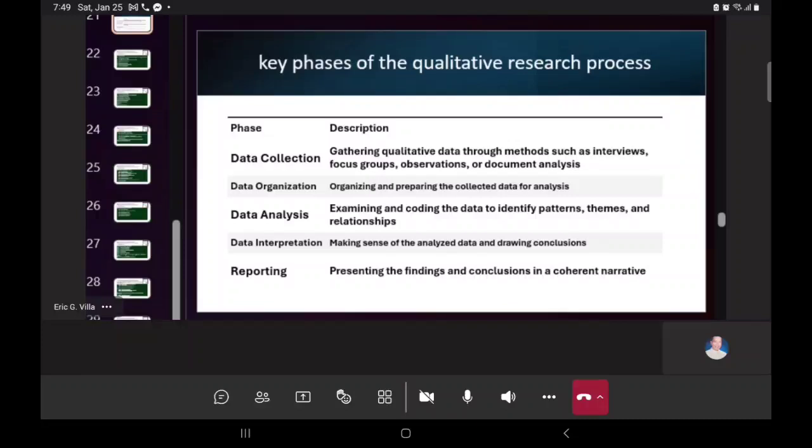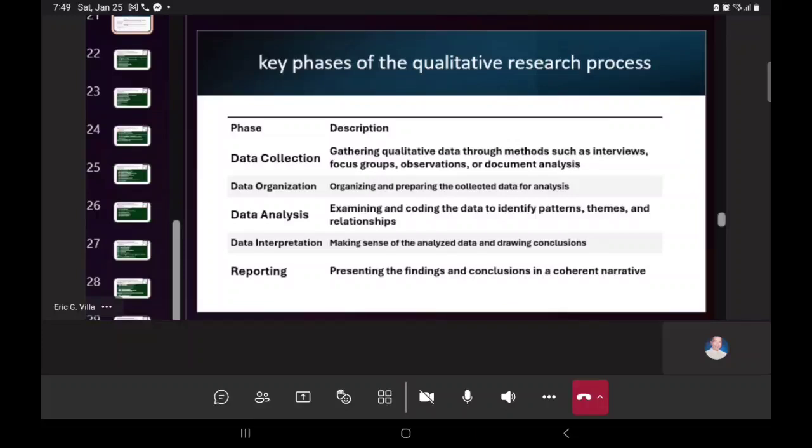Once data is collected, the next phase involves organizing and preparing for analysis. This typically includes transcribing interviews, organizing field notes, and ensuring all data is in a format conducive to analysis. The data analysis phase is a critical and often iterative process in qualitative research. It involves examining the data closely to identify patterns, themes, and relationships.